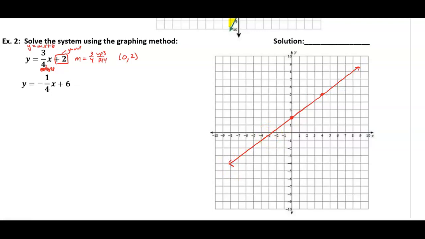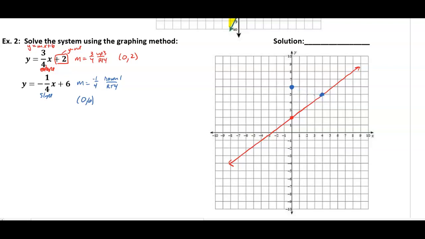Now the second line. Here's my slope, it is negative 1/4. My y-intercept is 0, 6. So I'm going to plot 0, 6. Then my slope tells me I'm going to go down 1, right 4. So down 1, right 1, 2, 3, 4.